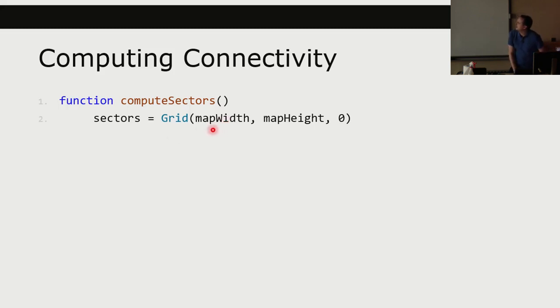It has x width, the x dimension is the same as the width of the map, and the y direction is the same as the height of the map. And then I give them all a value of 0. So this syntax here just means make me a grid, which is a 2D array of width times height size, and give them all a value of 0. So that initializes that initial array.